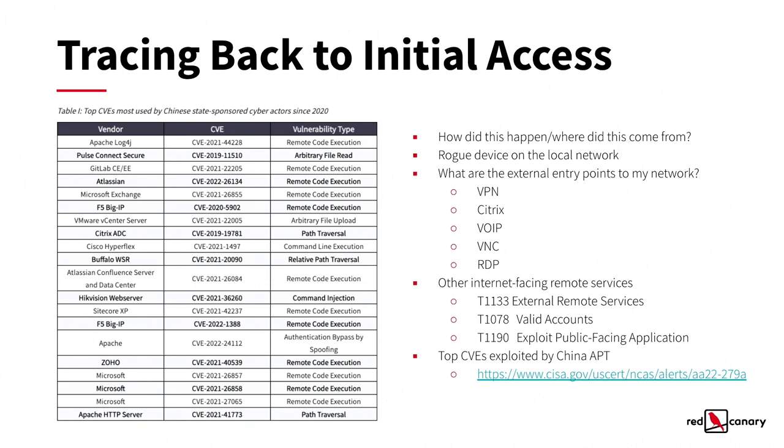And I thought this screenshot here was interesting. It's just showing the most common or top CVEs exploited by Chinese APT groups since 2020. A few of those are VPN or Citrix services, and then half of them, I think, are remote code execution. And then everyone's favorite is at the top, Log4j.